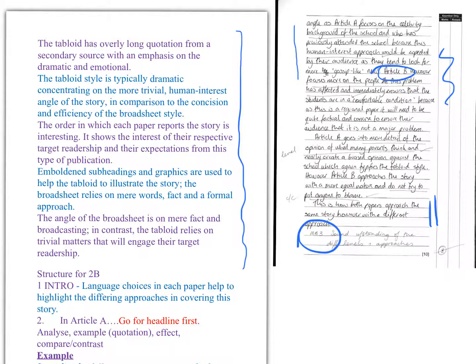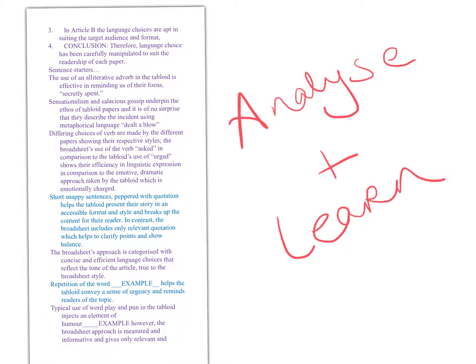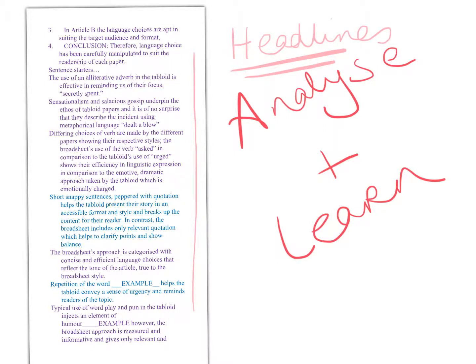Then, by looking at 2B, again, your introduction here matches what is on your Popplet. Here we have more sentence starters that will help you analyse this effectively. We start off, or I recommend you start off by looking at the differences in the headlines first. What they do differently in each headline and how this supports the expectations of the target readership in each case. Okay?